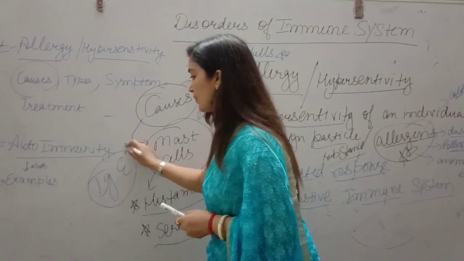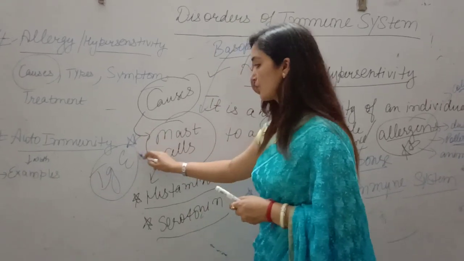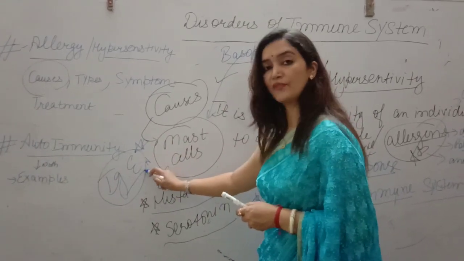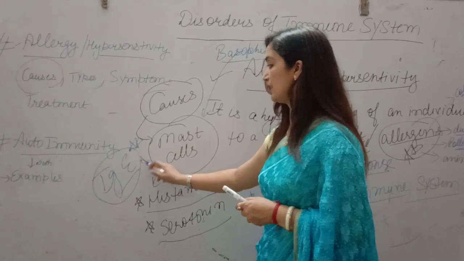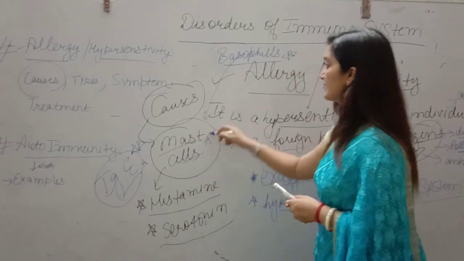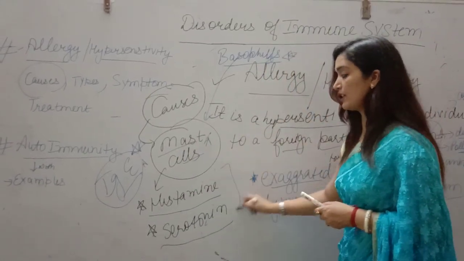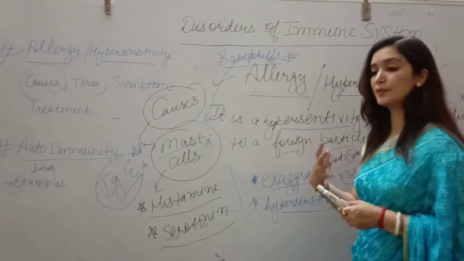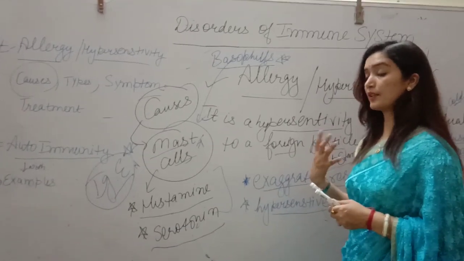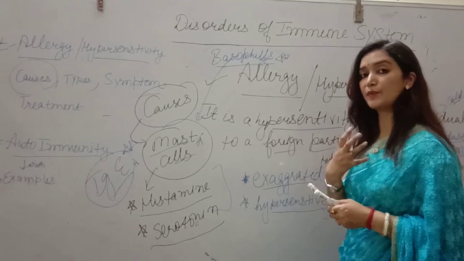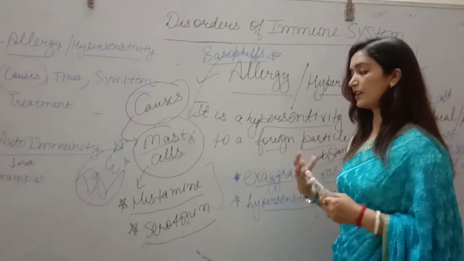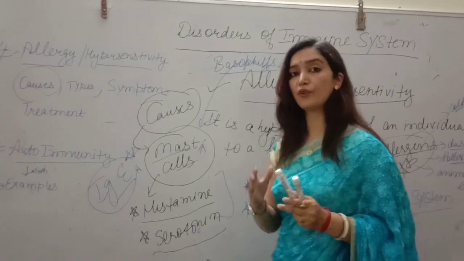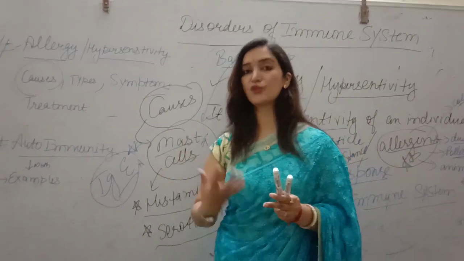IgE, very important. These questions are important for NEET. Which type of antibody is involved in allergy? What type of cells? These are mast cells and basophils. What do they release? What do they specifically cause? They cause inflammation, sometimes in case of asthma they cause inflammation of respiratory tissue. So they cause movement of fluid from blood to tissues.